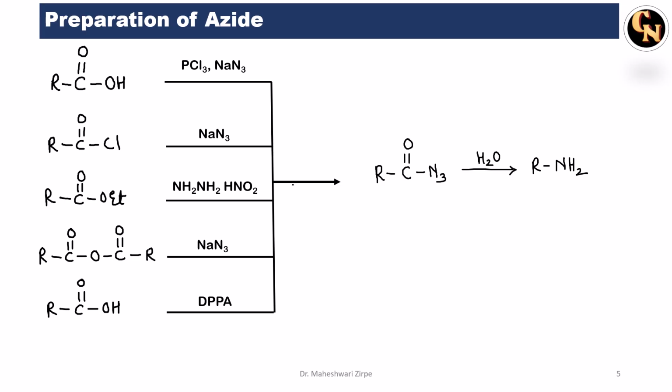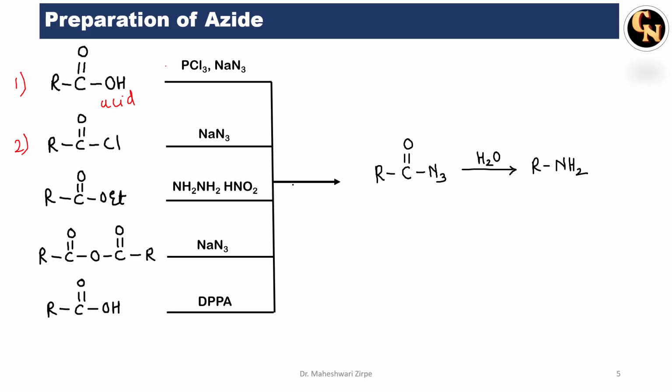Now let us go to more ways to prepare acyl azides. As you can see on the screen, we have taken a few starting materials. What is the first one? The first one is carboxylic acid. Then the second one is acyl chloride or acyl halide, and you react it with sodium azide.